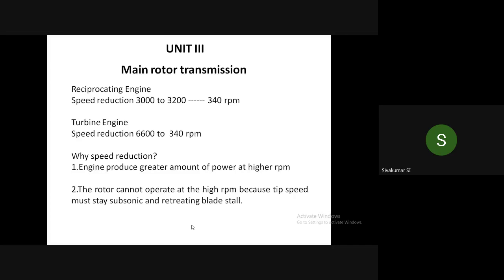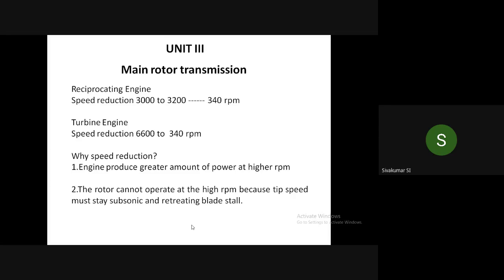Okay, so they reduced the speed. For a reciprocating or turbine engine, the maximum RPM given in Jeppesen is 6,600, but in some helicopters with turboshaft engines it is more than 6,600. The piston engine's 3000 to 3200 RPM is drastically reduced to 340 RPM, which is the main rotor speed. So 340 is for that particular reciprocating engine.